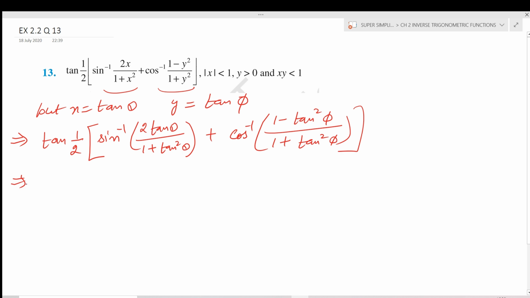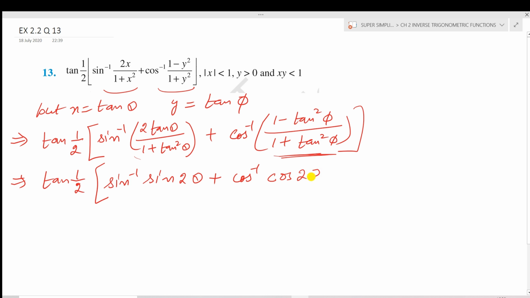Now students, we very well know that this is the formula of sin 2 theta. ये sin 2 theta का formula है. So in place of this I can write sin 2 theta, and this is the formula of cos 2 theta in this bracket. So in place of this I can write cos 2 phi because here the angle is phi.